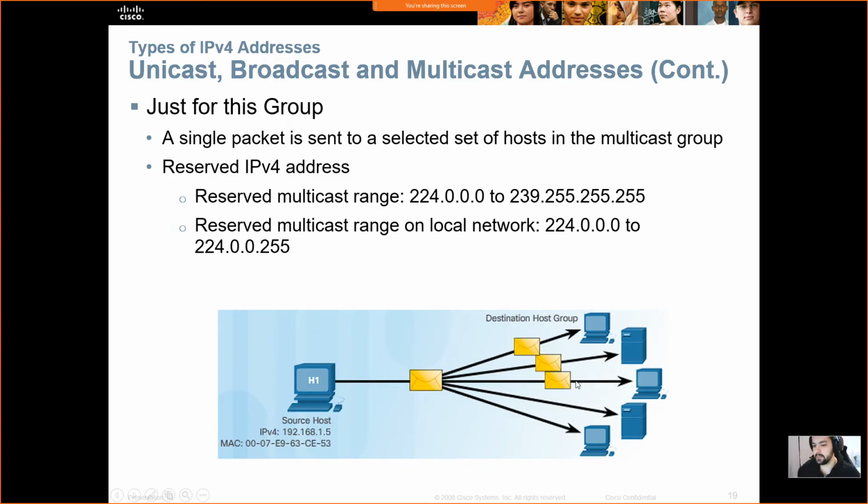Now we also have a specific type of address in IPv4, and that's called the multicast address. The multicast address is when you want to send a message to a group of specific hosts. It's usually in the reserved range 224 up to 239. So every time you see a packet that is destined to 224 up to 239, that is destined to a group of hosts.